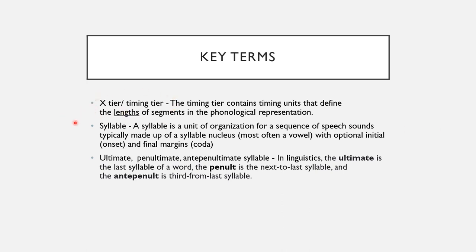The timing tier contains timing units that define the lengths of segments in the phonological representation. Syllable. A syllable is a unit of organization for a sequence of speech sounds, typically made up of a syllable nucleus, most often a vowel, with optional initial or onset and final margins or coda.